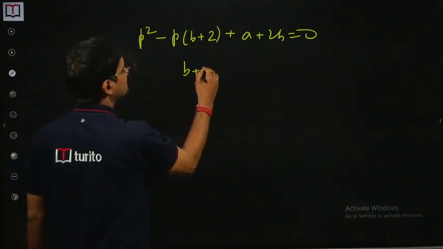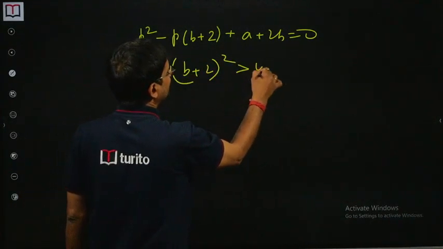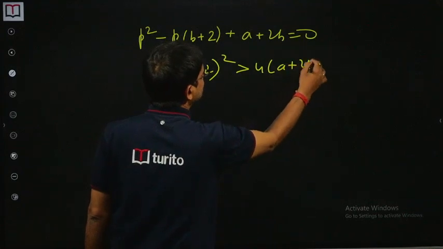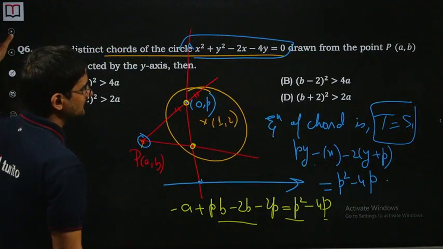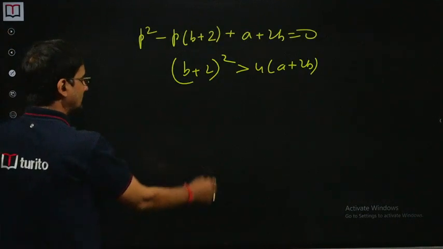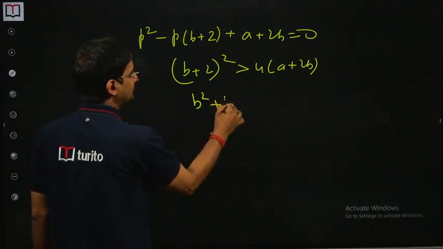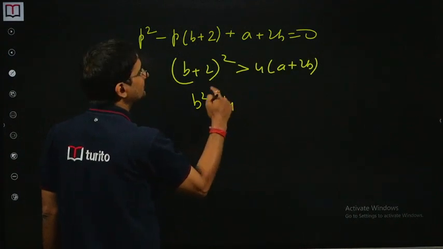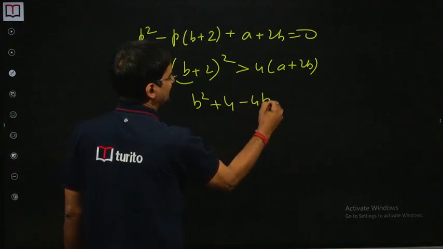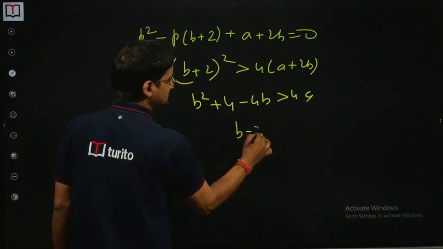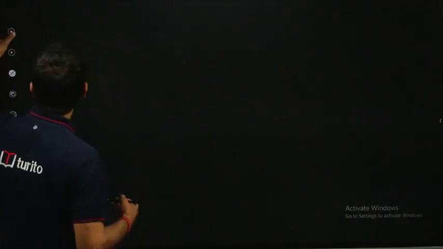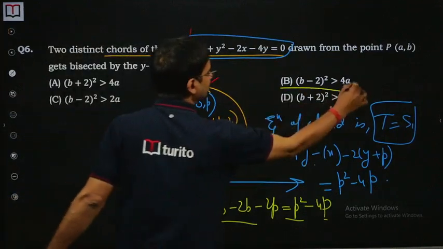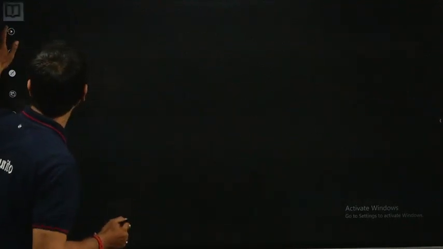So b square is greater than 4ab. That's it. So let's say (b plus 2) whole square is greater than... okay, so b square plus 4b, okay, minus 8b. Fine. So (b minus 2) whole square is greater than 4a. So I think that's the condition. (b minus 2) whole square is greater than 4a. So that should be the answer. Okay, so that was question number 6 here.